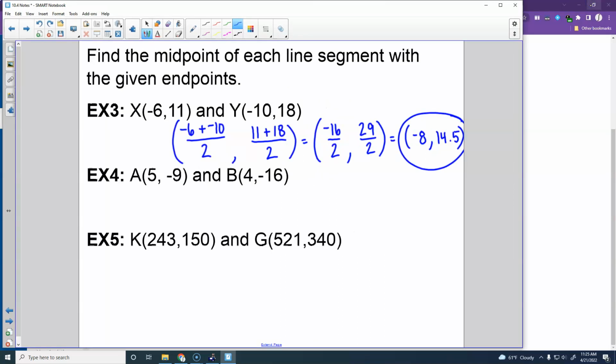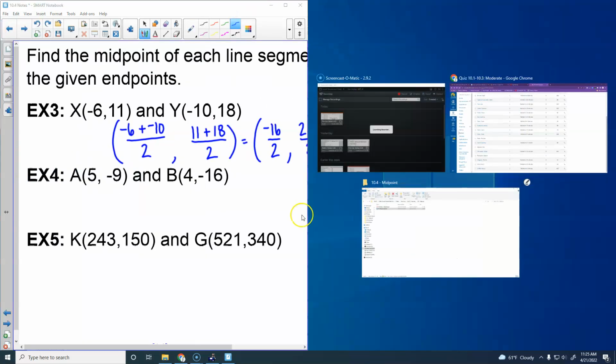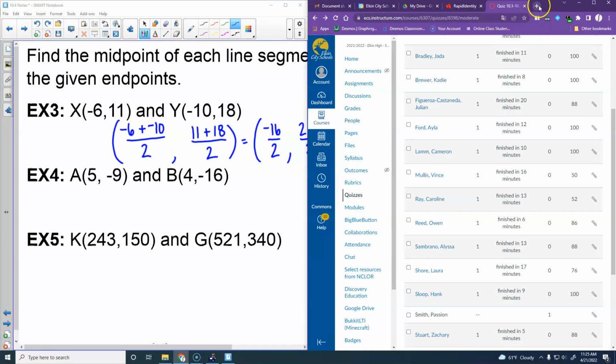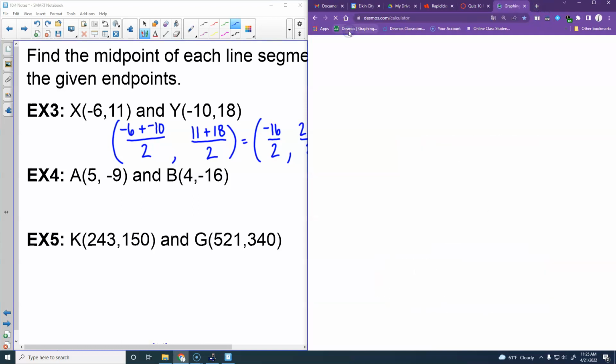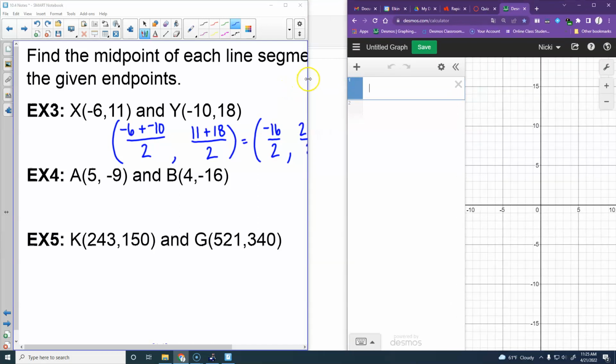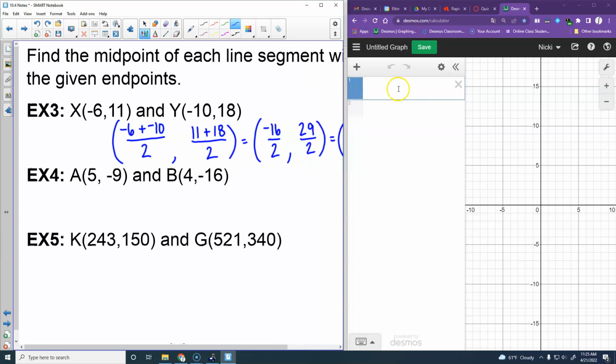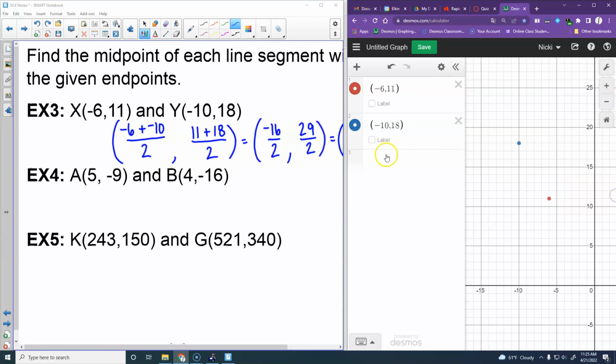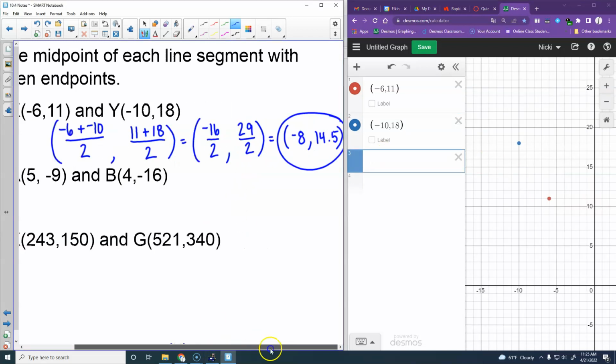I'm just going to use Desmos really quickly. It is a good idea if it's on calculator active. These problems, I'm going to let you use a calculator for them, but you could see them on either calculator active or calculator inactive. It's a really good idea for these. If you graph them, you got these 2 points. Graph your answer, which we got negative 8, 14.5, and make sure that they're in a line and that that green dot looks like it's in the middle, right?